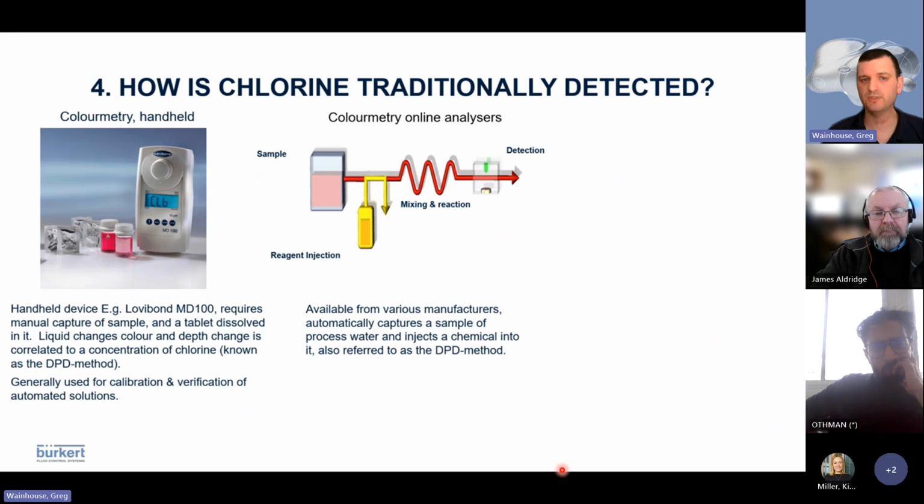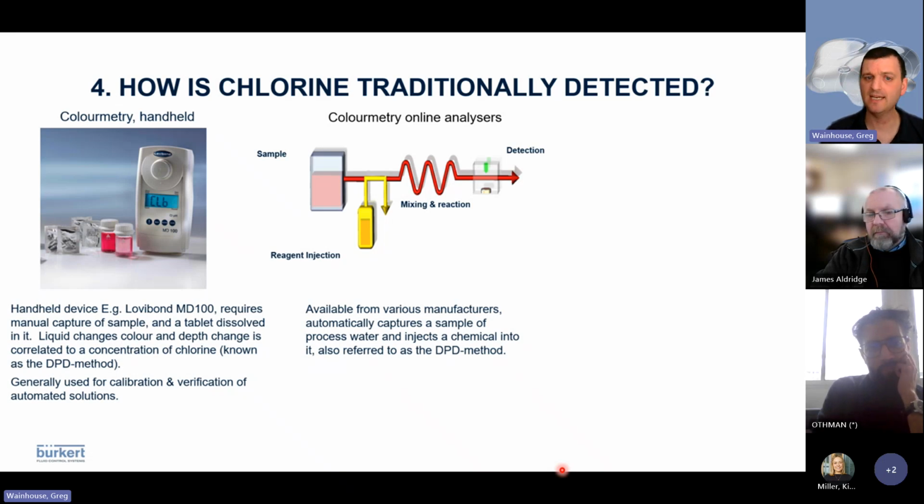Those automated processes, yep, they'll take a sample, they'll mix it with a chemical rather than a tablet. Again, you wait for the chemical reaction, the color change, and then you measure the color depth with an online photometer. Inside, if you open up one of these, you would see things like pumps, valves, the photometer itself as well, and then you have an onboard transmitter providing a measurement.